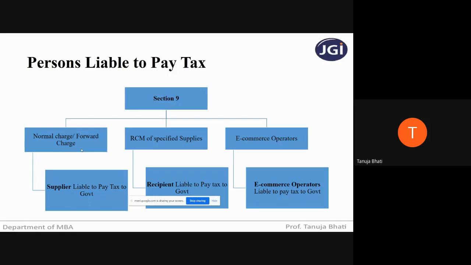So all these persons fall under the normal charge. Not only those persons whose turnover exceeds the prescribed limit, but also those like a person making an interstate supply, an agent of a supplier, a casual taxable person, and a non-resident taxable person. Even if their turnover does not exceed the prescribed limit, they will have to pay tax under the forward charge. Much more detail regarding this registration, we will be seeing in module number 4.